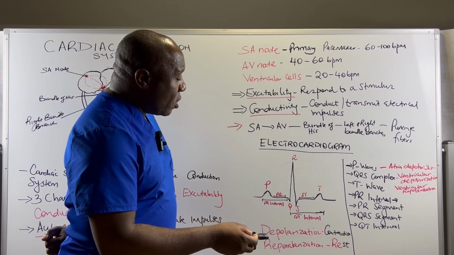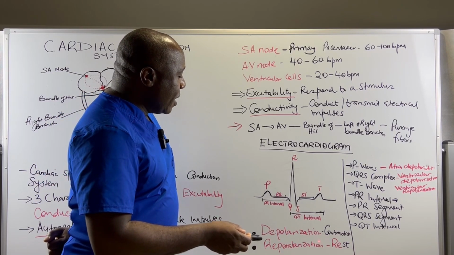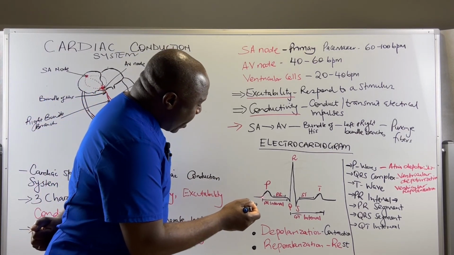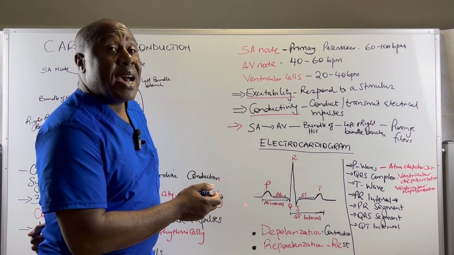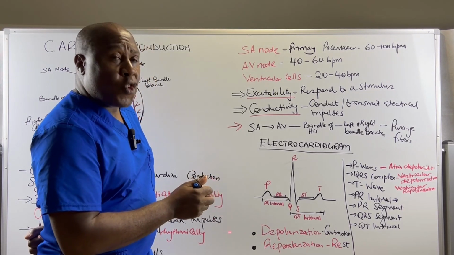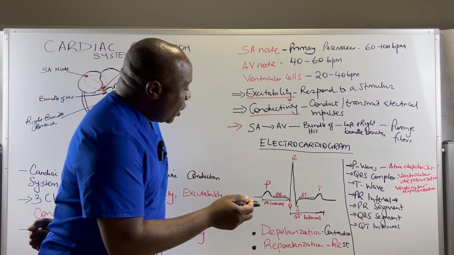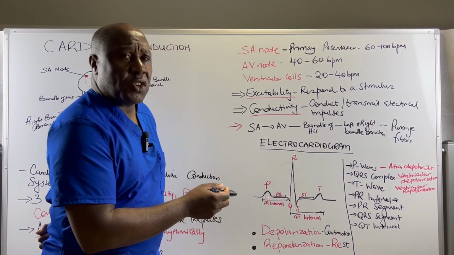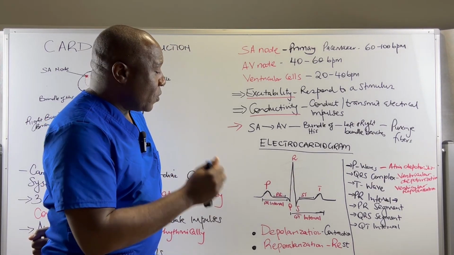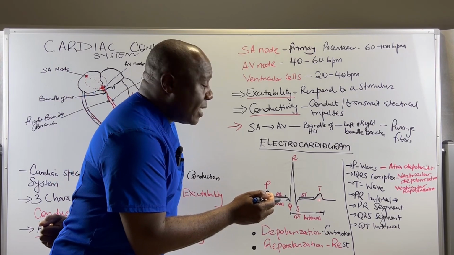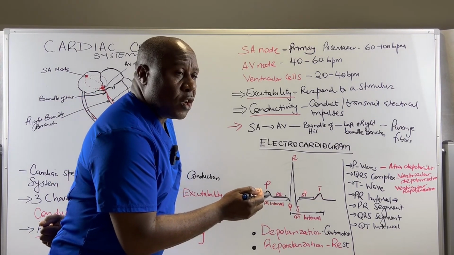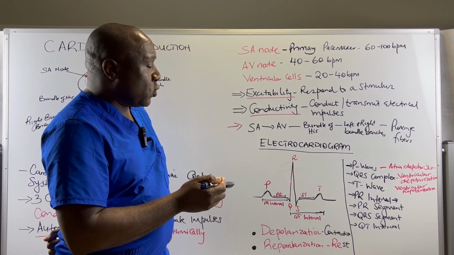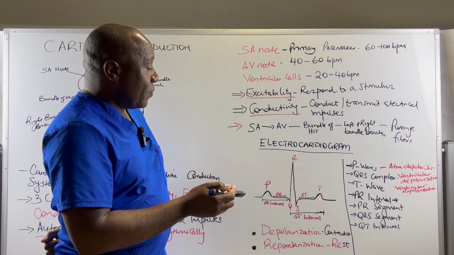So in depolarized mode, the heart is contracted, and in repolarization mode, the heart is relaxing and filling up with blood. The P wave represents atrial depolarization, when the atria contract to pump blood. The QRS wave represents ventricular depolarization, when the ventricles contract to pump blood. And the T wave represents ventricular relaxation or repolarization. So when the ventricles contract, it is the QRS wave. When the ventricles relax, it is the T wave.